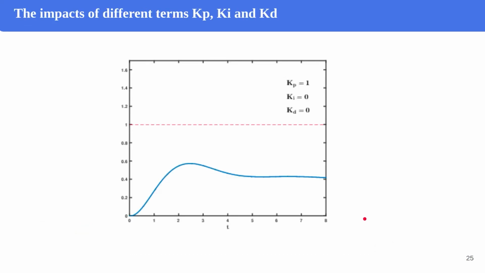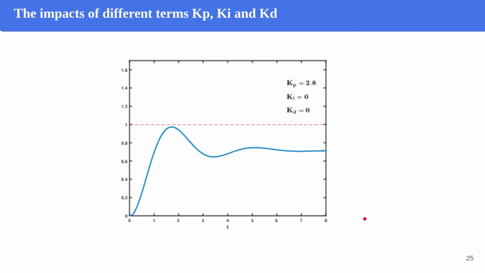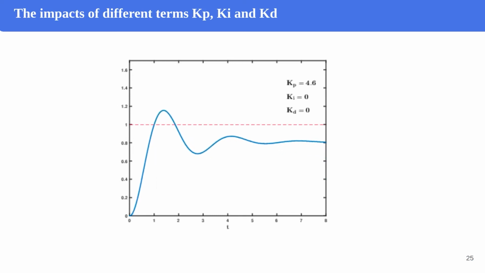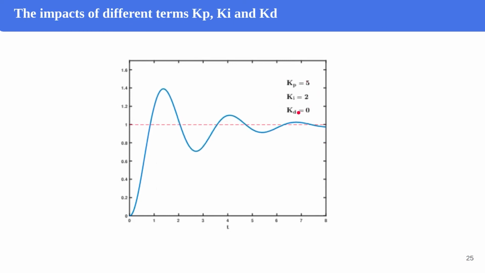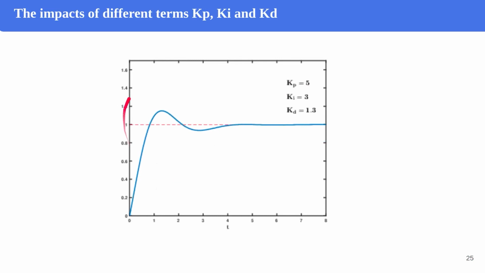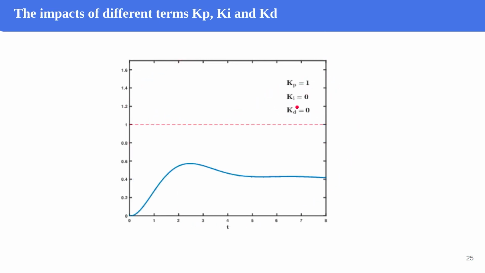This slide shows the effects of varying PID parameters Kp, Ki, and Kd. As you see, these parameters are changing, and finally you see the step response of a system here by varying these parameters.